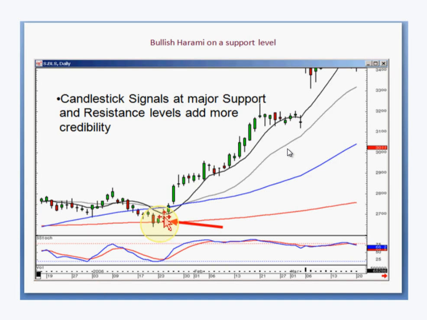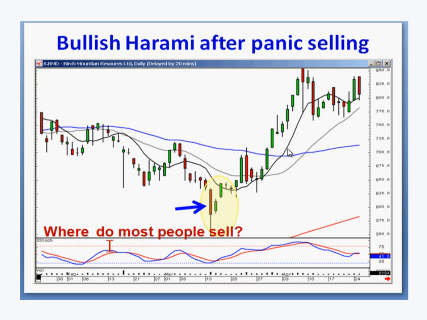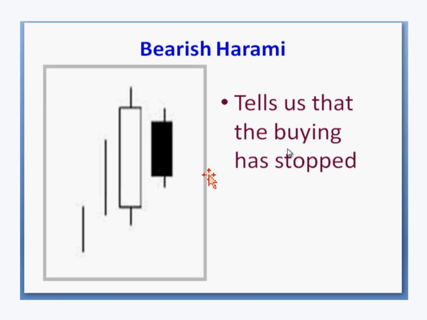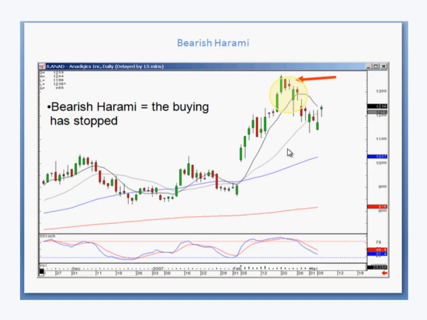What do we want to see the next day? Bullish confirmation. And if it occurs right on a major support level, that tells us exactly what's happened at that support level. Where do most people sell? They panic sell at the bottom. There's always the question, where do you grab the falling knife? Candlestick signals make it very simple with the signal. The opposite is the bearish Harami, telling you that the buying has stopped.